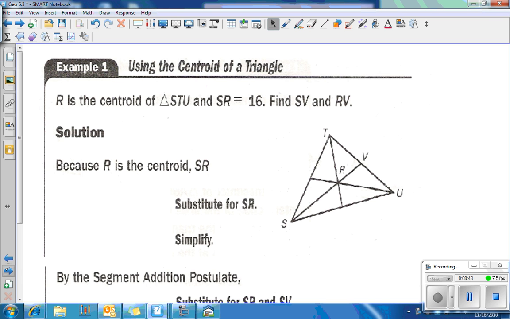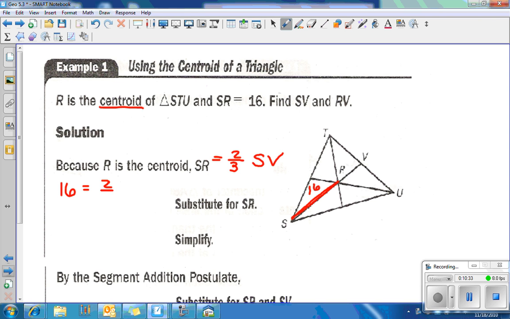All right, so here we go. R is a centroid, so that's kind of key to know. STU is a triangle, and SR is 16. So this length right here is 16. Remember, that's 2/3 of the whole thing. Find SV and find RV. We know that R is the centroid, and SR is 2/3 of the whole thing, so 2/3 of SV. Everybody agree with that?